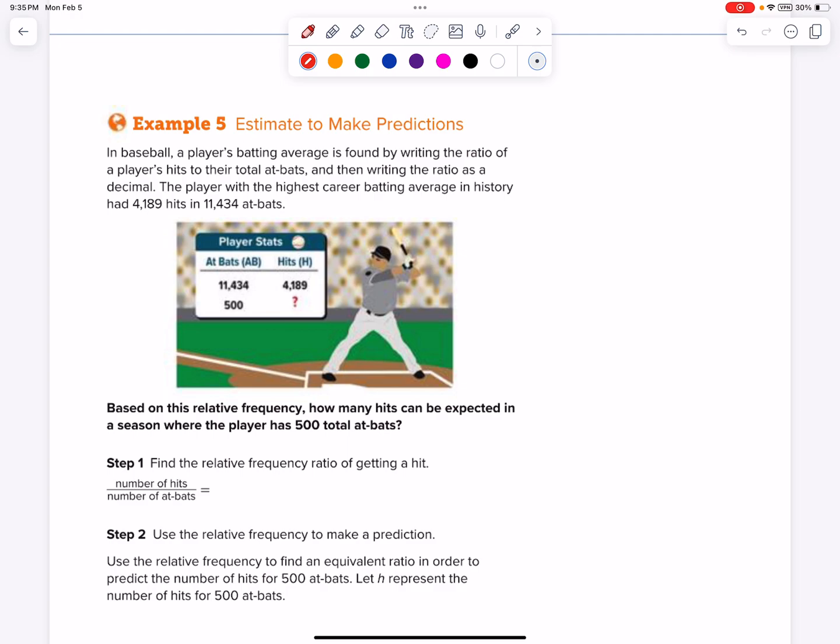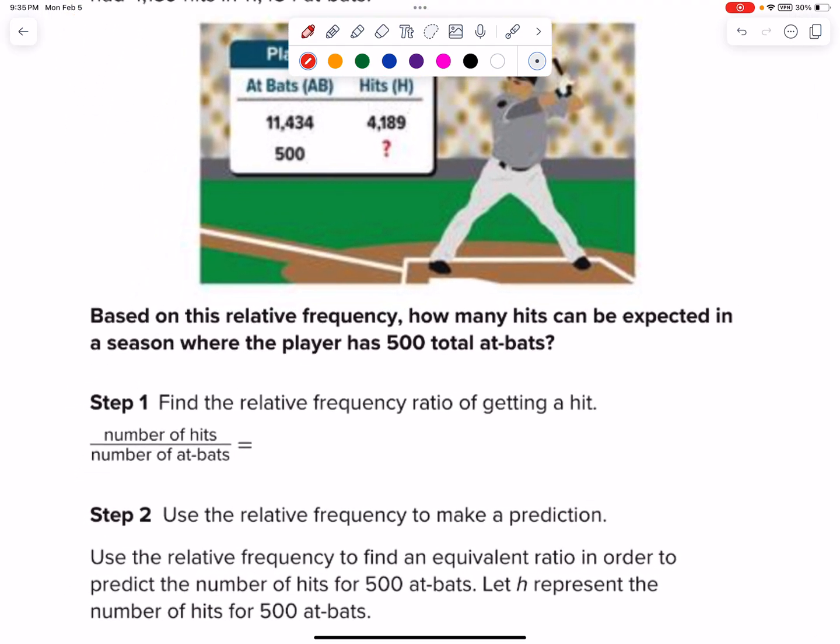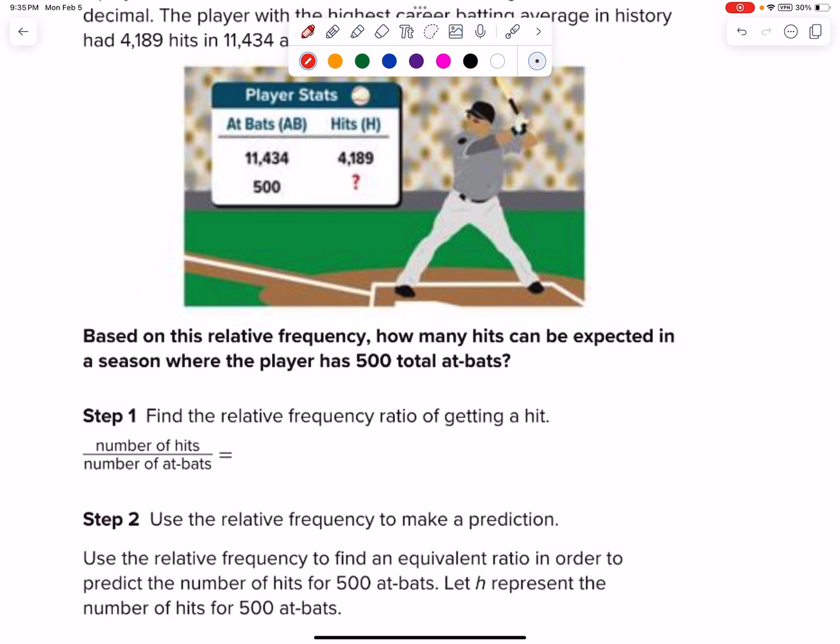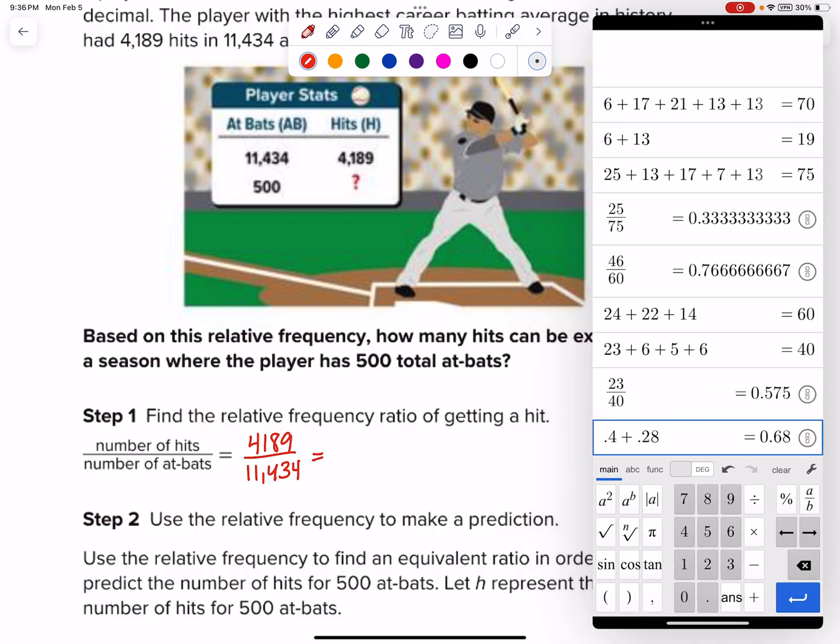So first of all, we don't know the relative frequency, which is just that ratio, right? So number of hits divided by the number of at-bats. So let's go ahead and write that down first. 4,189 divided by the 11,434. Okay, so let's write what that is as a decimal.